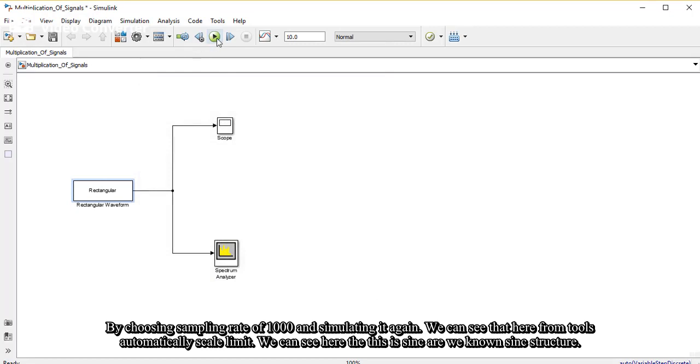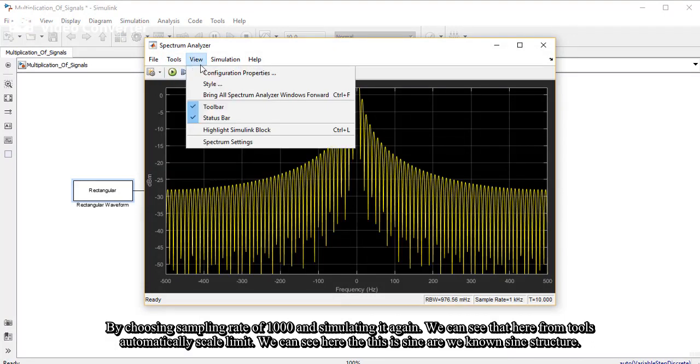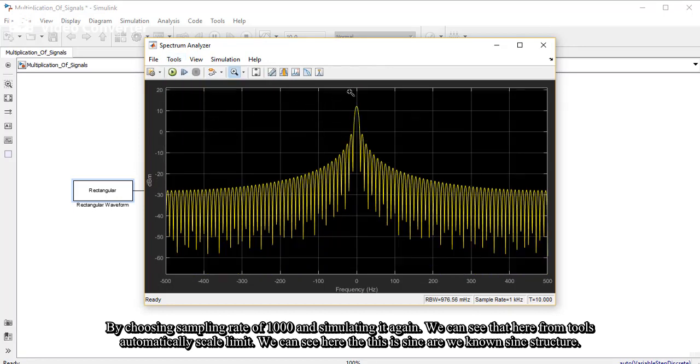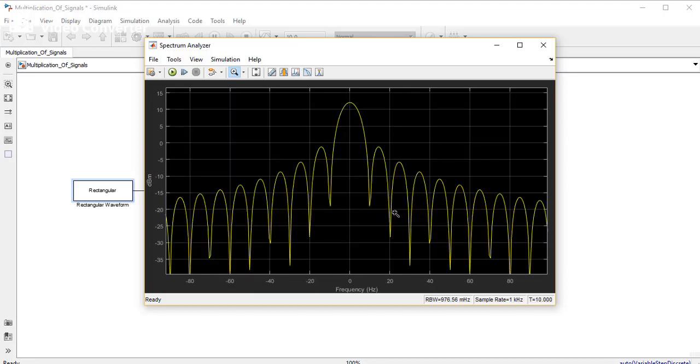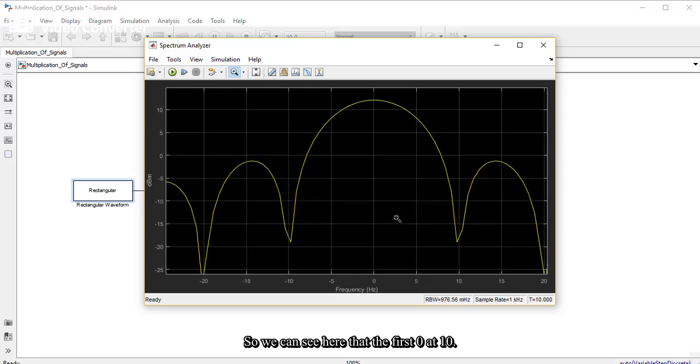By choosing the sampling rate of 1000 and simulating it again, from tools, automatic scale limits, we can see here that this is a well-known sinc structure. This is the first zero. What the value is supposed to be is 10, because the first zero is 1 over the pulse width, which means 1 over 0.1, which gives us 10 hertz. So we can see here that the first zero is at 10.